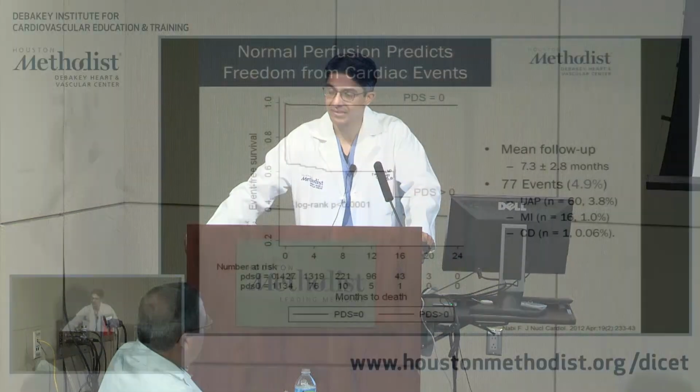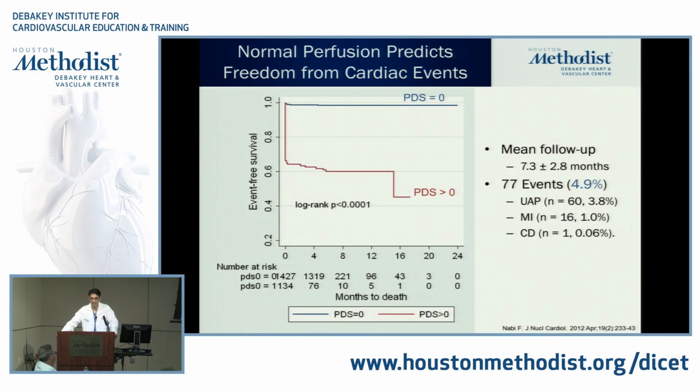And just to cut to the chase, this is what we showed. Basically, if you have a normal perfusion study over the course of 6 months, you are expected to do very, very, very well. Whereas those patients who have an abnormal SPECT, yes, there was some bias here. If you have an abnormal SPECT, they end up going to the cath lab and having procedures.